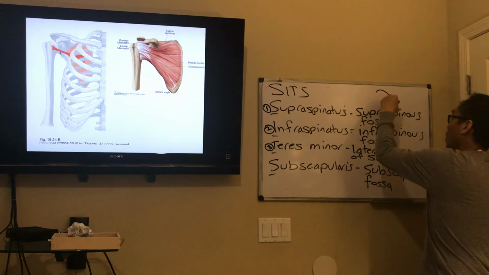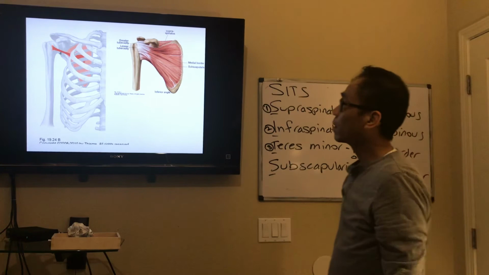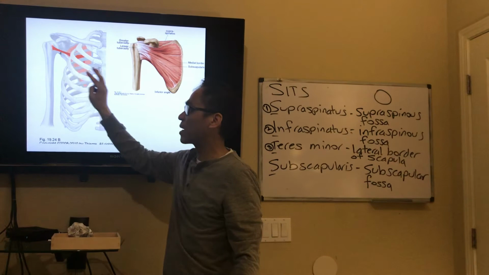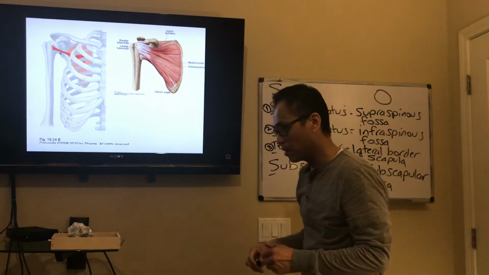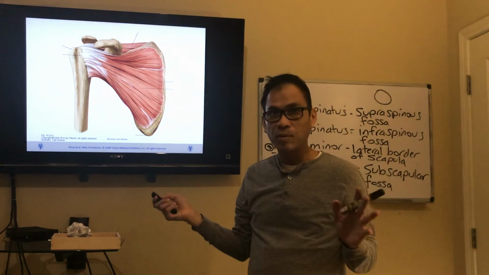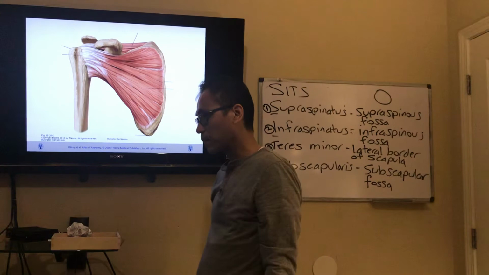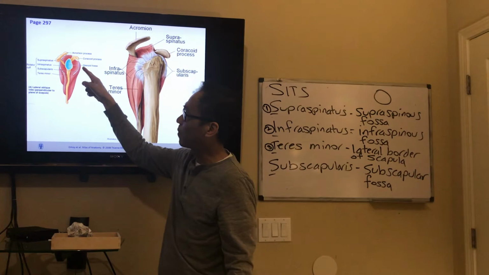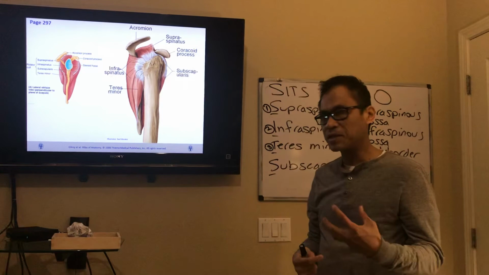Remember, these are all the O's. These are all origins, okay? A lot of people mistakenly call this a pec muscle. I could see that, but let's remember that this muscle is behind the back. The pecs are on the front, okay? Where the rib cage is, this is on the back. So it's kind of a deceiving picture. Just remember that subscapularis is not a pec muscle. That's a common point of confusion there. Here's a lateral view of the SITS muscles. Here's the glenoid, and you can see how the muscles wrap around, like a musculotendinous cuff. That's usually how these muscles are described.